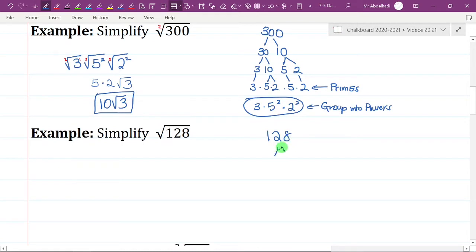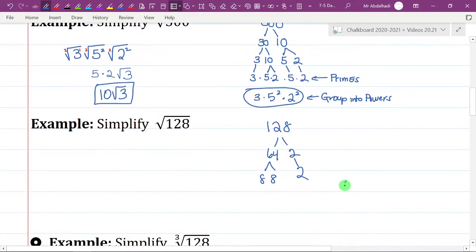128. Find any two numbers that'll multiply to give you 128. It doesn't matter how you do it. Usually, if you can't think of anything, at least cut it in half and go 64 times 2. That's the easiest thing to do. And then 64 becomes 8 times 8, or 16 times 4, or 32 times 2. It doesn't matter. And then this one right here is prime already. Just bring it down. Once it's prime, just keep bringing it down.